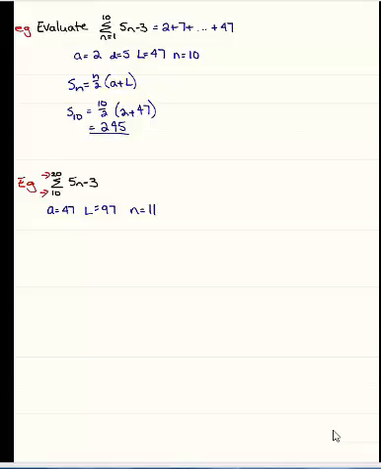Okay, other than that, it follows exactly the same thing as above. The trick is getting the n right. So the sum is going to be equal to, there's 11 terms, so 11 over 2 outside of, my first term is 47 and my last term is 97. So that sum is going to be equal to 792.